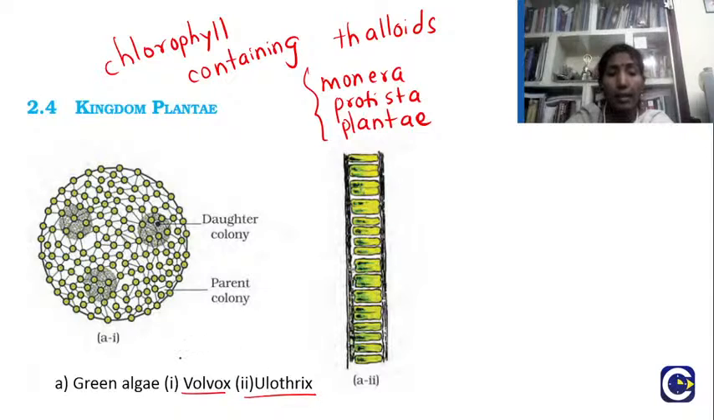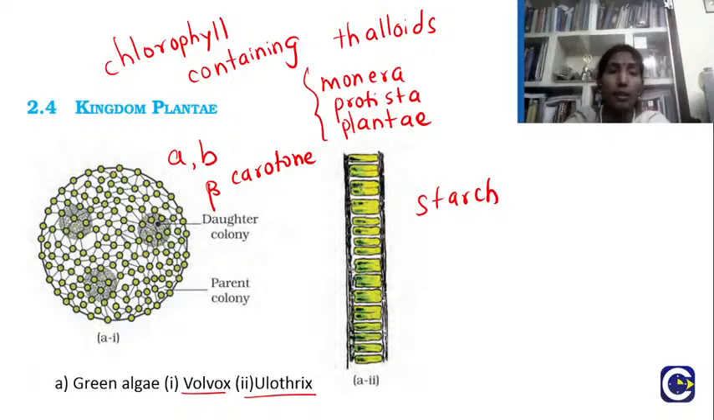So for green algae, what are the photosynthetic pigments available? Mostly, green algae will have both chlorophyll A and B. Okay, and it has rich beta-carotene and other carotenoids also. The storage material of green algae will be starch. They can be unicellular to multicellular also. That is what you need to remember with green algae.